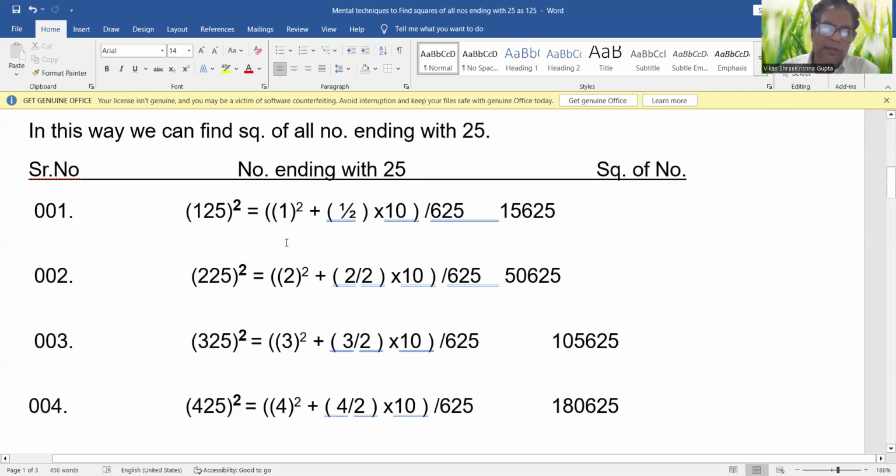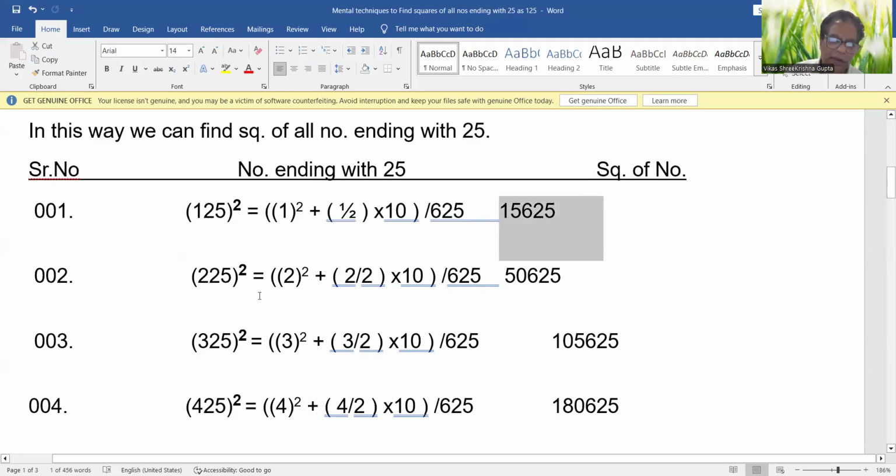In the same way, you can find all these numbers. 125: now 125 is 1 square, and 1 half. 1 half means 0.5. So 1 plus 0.5 is how much? 1.5. 1.5 into 10 is equal to 15. So my answer will be 15625.